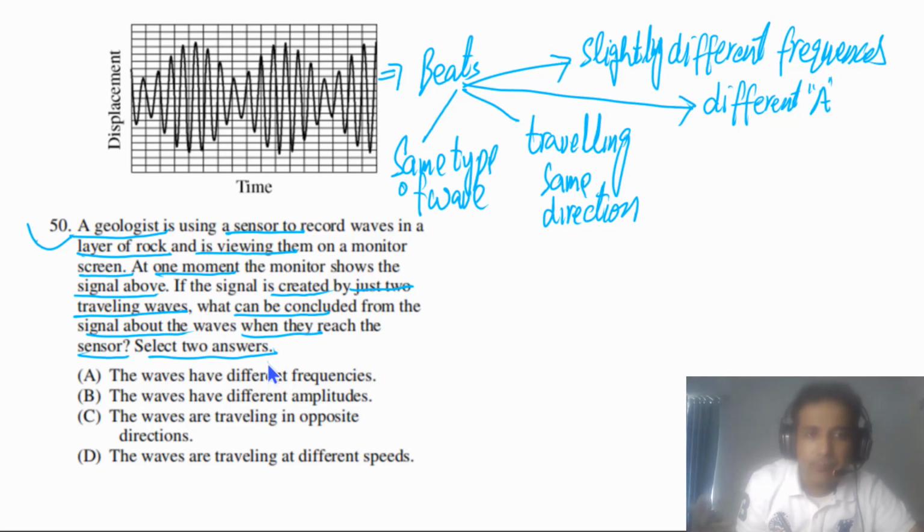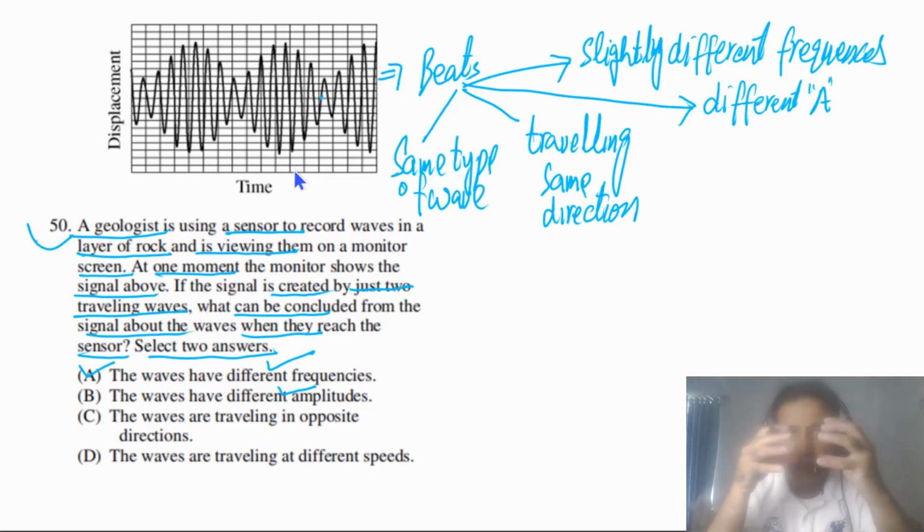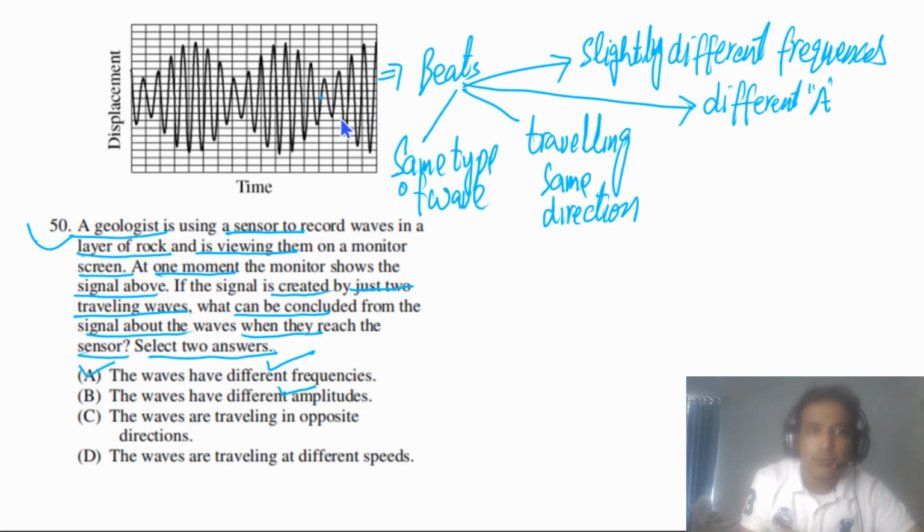The waves have different frequencies? Yes, this is correct. The waves have different amplitudes? Yes, because the amplitude is not zero. If they had the same amplitude, when they interfere destructively, the resultant amplitude would have to be zero. But in this case, the resultant amplitude is not zero. It means they have different amplitudes. So options A and B are correct.